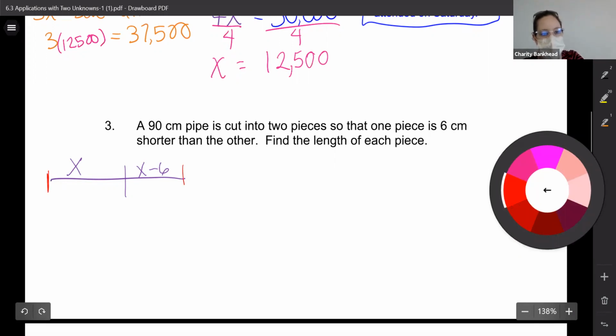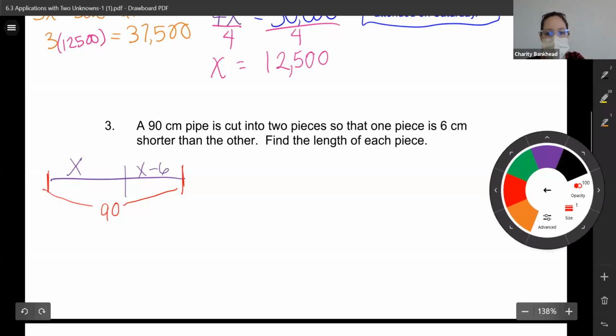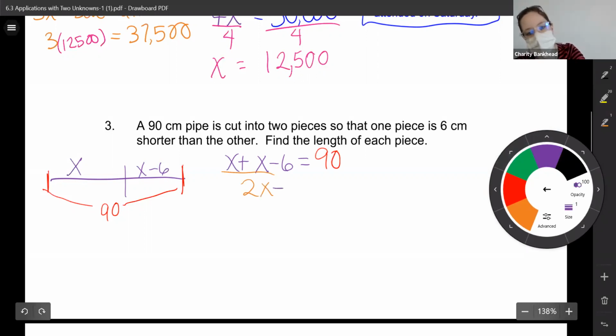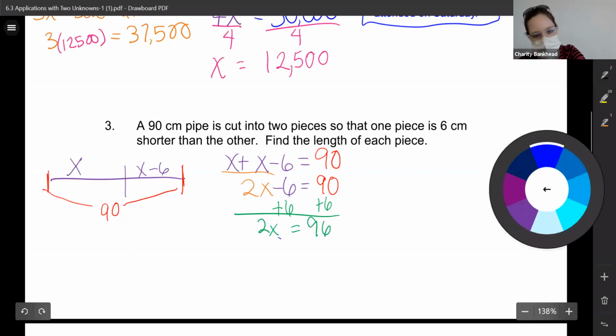And the total is 90. So we can just say X plus X minus 6 equals 90. So that would be 2X minus 6 equals 90. And then add 6 to both sides. So 2X equals 96. And then divide both sides by 2. So that's going to be 48. X equals 48.